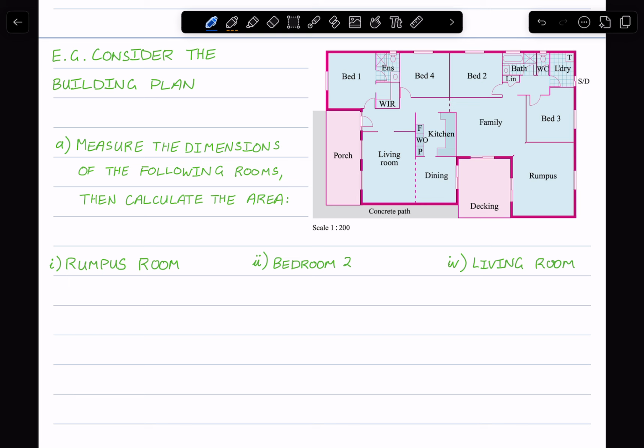Hello class, this is a continuation on scale drawing and ratios. In this video, we'll be applying our concepts of scale and ratio to a more real-world problem.